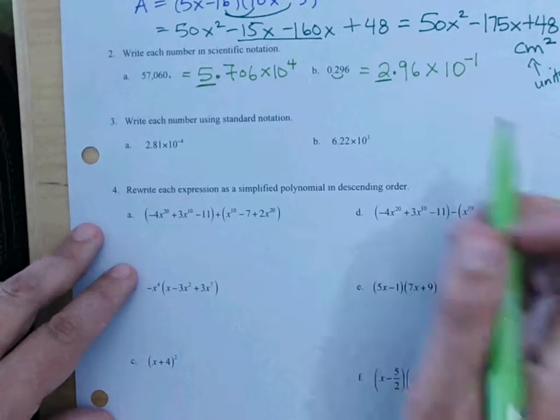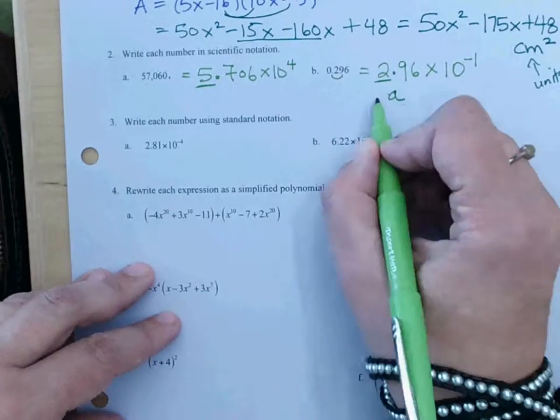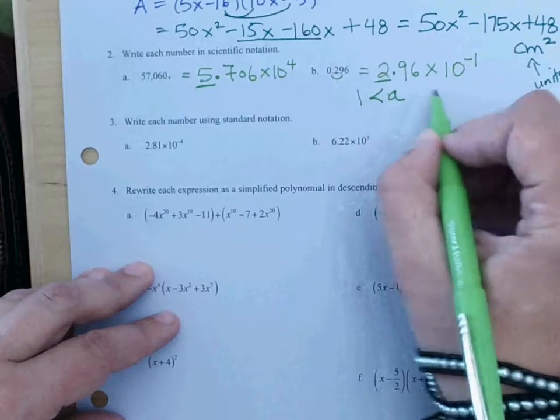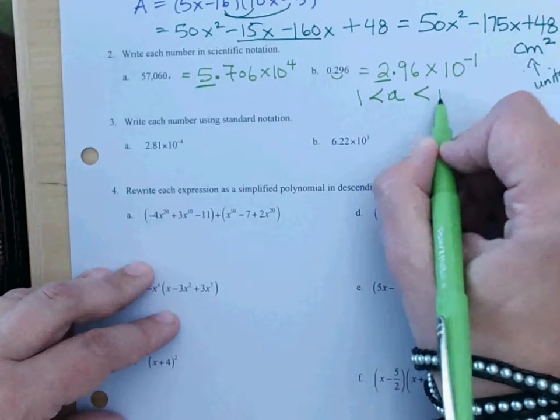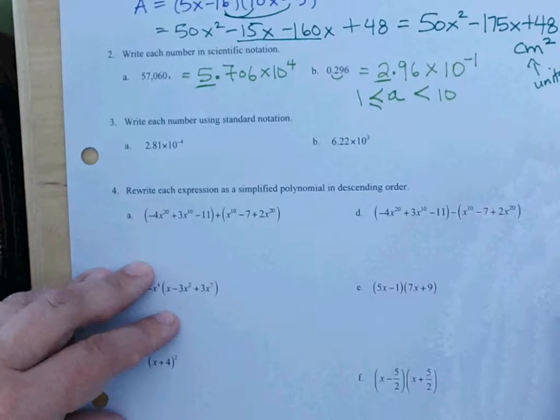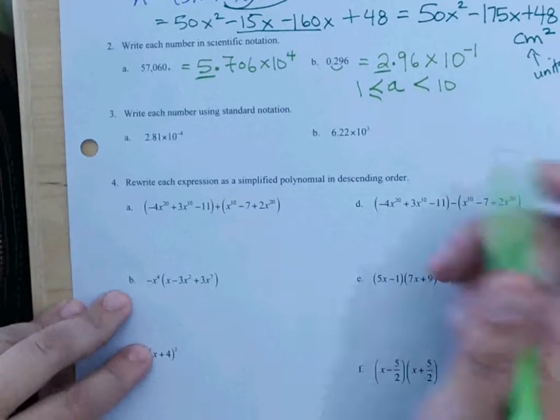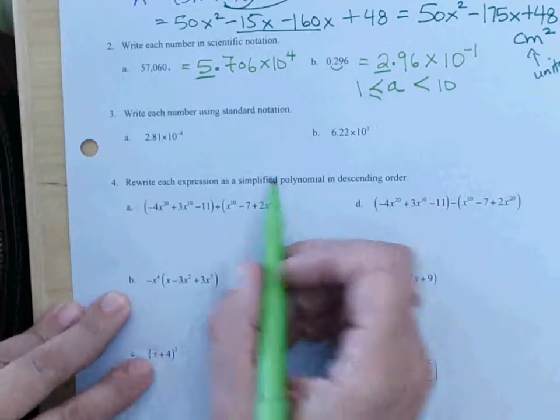So we say that this number, we call it A, is between 1 and 10. It could be greater than or equal to 1, but it has to be less than 10, meaning it would have to be 9 point something, right? It's not less than or equal to 10. It couldn't be 10 because we only want one digit. So that's for that front number.